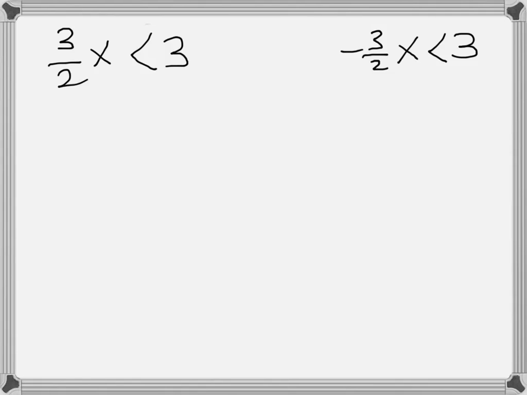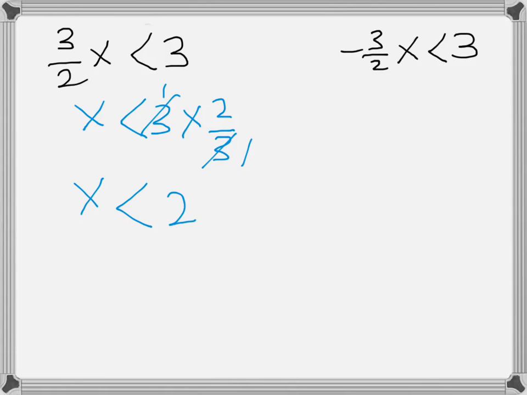These two examples actually are very similar, but this one got negative, this one does not have negative. This one just involves a fraction, so it's very simple. You want to make x the subject, you just move the 2 over 3 to the other side, so it becomes 3 multiplied by 2 over 3. This 3 over 2 will become 2 over 3. So I just simplify, so x will be smaller than 2. This is the simple algebra.